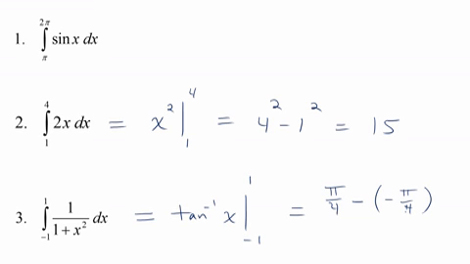So this becomes a plus positive situation. Pi over 4 minus negative pi over 4 is positive 2 pi over 4, which is pi over 2. So the final answer would be pi over 2.